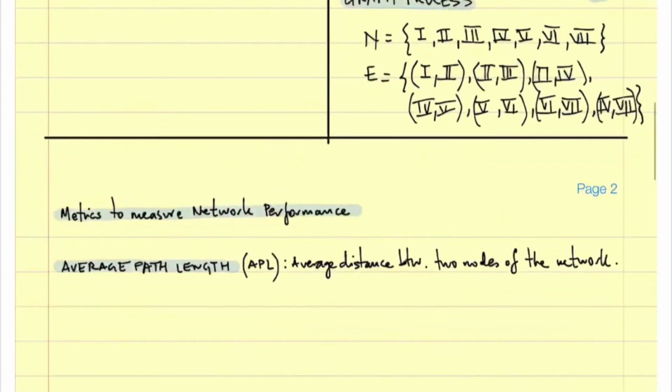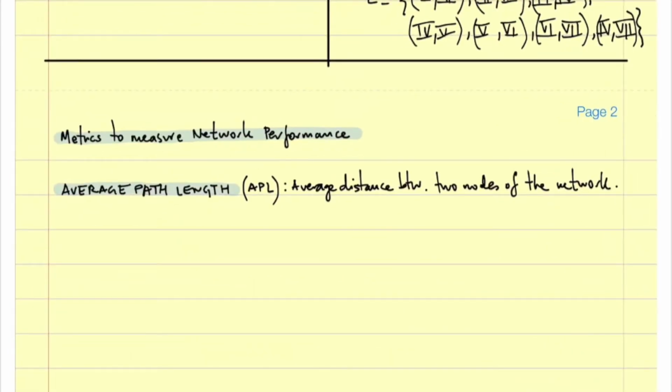Okay? So a question for you, do we want the average path length to be very big or very low? Hello?